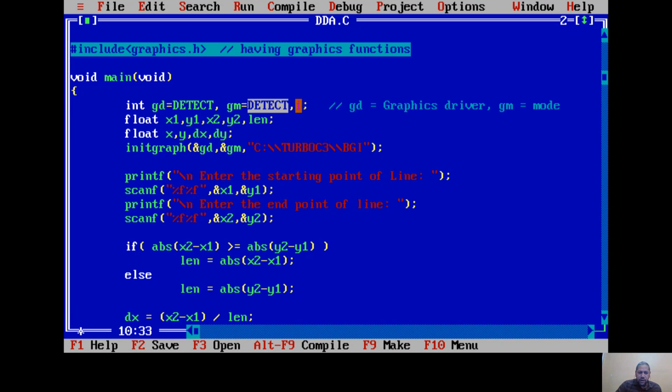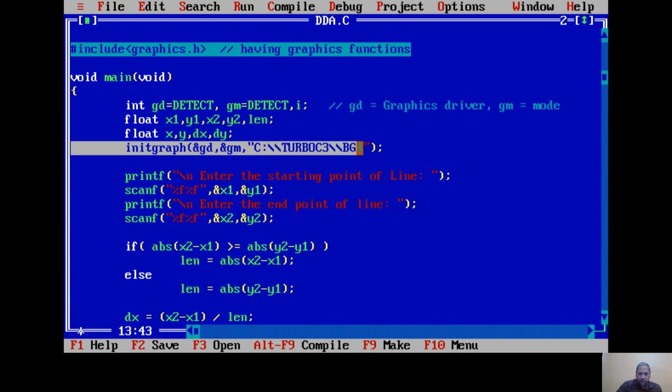Integer i is taken for the while loop. Now my DDA line drawing algorithm has all floating point arithmetic, so I have declared x1, y1, x2, y2 as float values. x1, y1 is my starting point, and x2, y2 is the next point. I have declared length, and I am starting my loop from x and y, as well as calculating delta x and delta y. So we have taken all these variables.